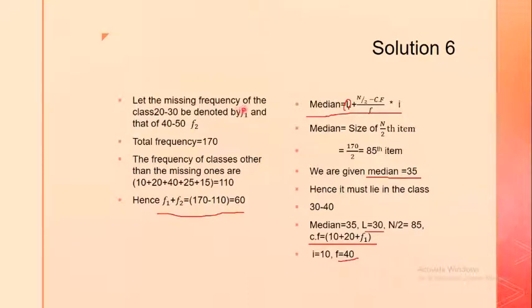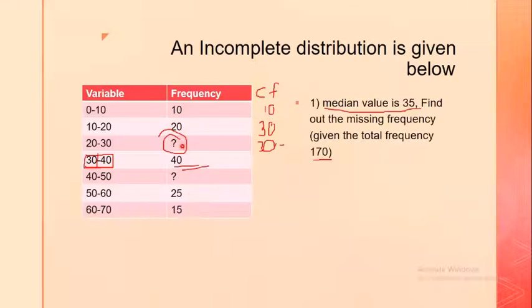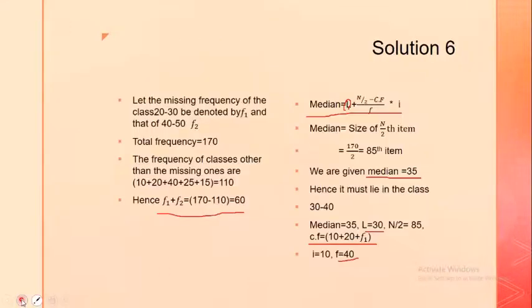Now let the missing frequencies be denoted by f1 and f2, and we clearly know that the missing frequencies belong to the class 20 to 30. So let this frequency be f1, and the other one, that is this one, be f2. So this f2 belongs to which class? 40 to 50. And again we are provided with the total frequency, that is 170.